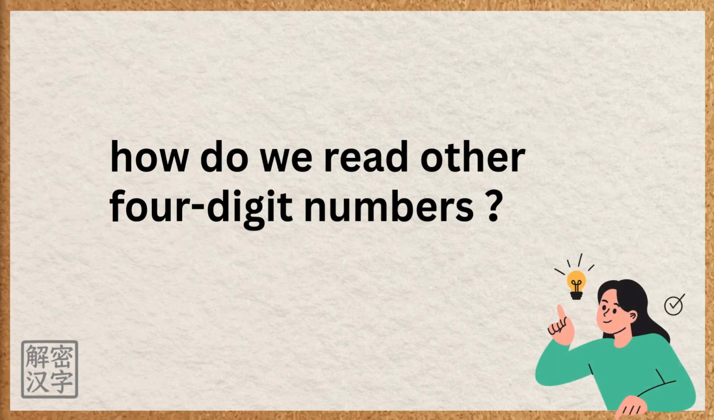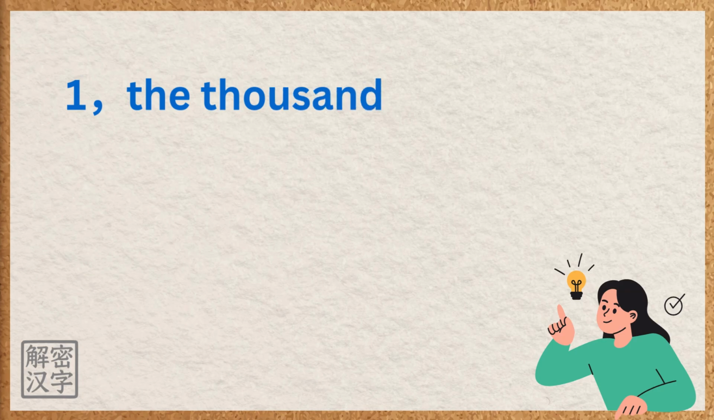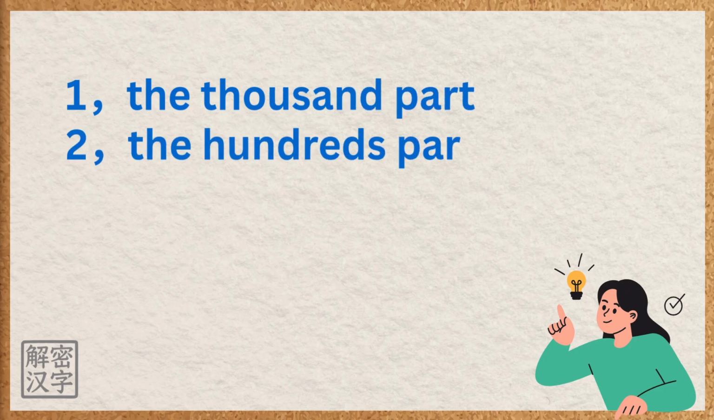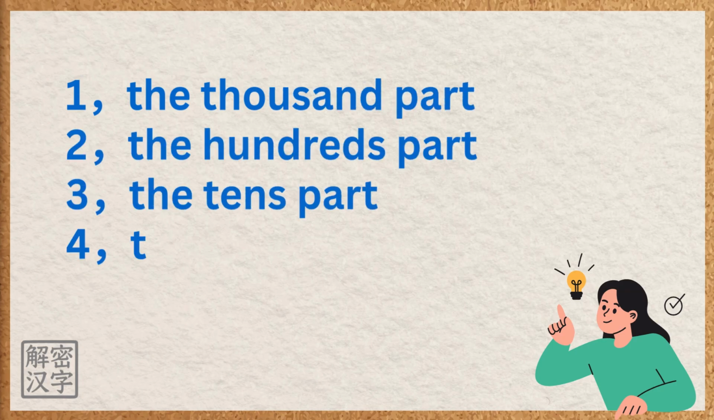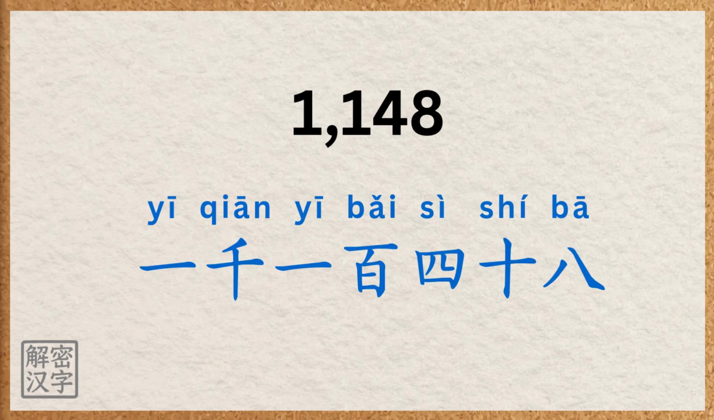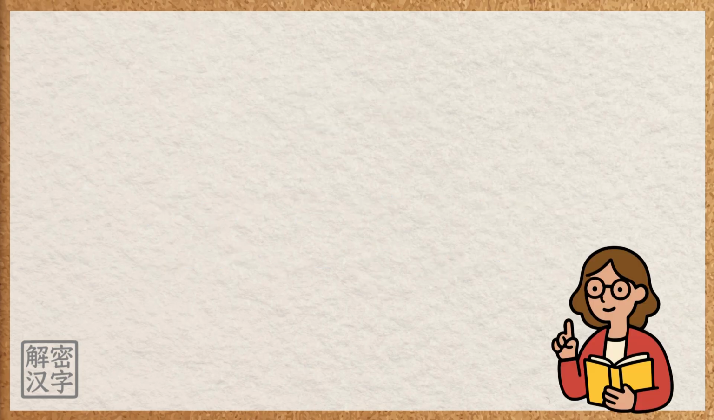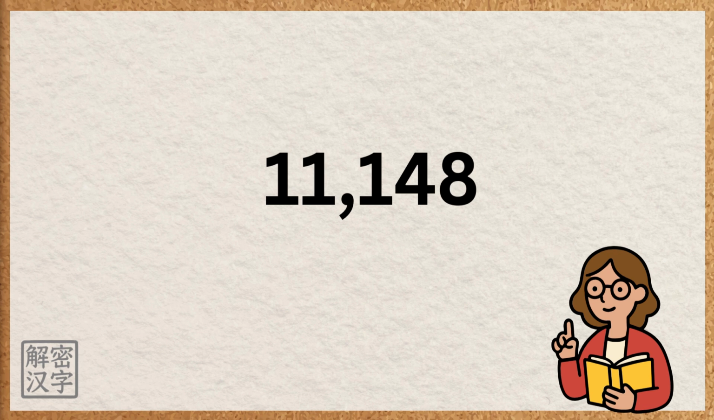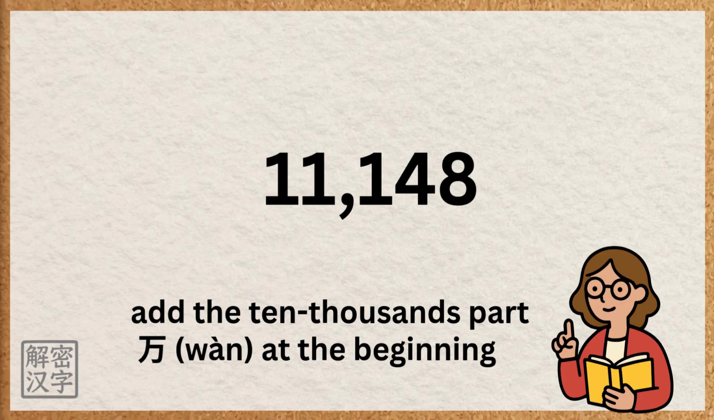Do you remember how to read four-digit numbers? It's super easy. You say the thousand part first, then the hundreds part, then the tens part, and finally the ones part. For example, 1,148 is 1,148. So how do we read 1,148? You're probably already figuring it out. Yes, we simply add the 10,000s part, 1, at the beginning.